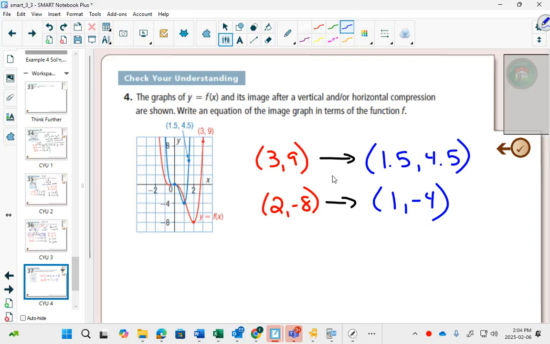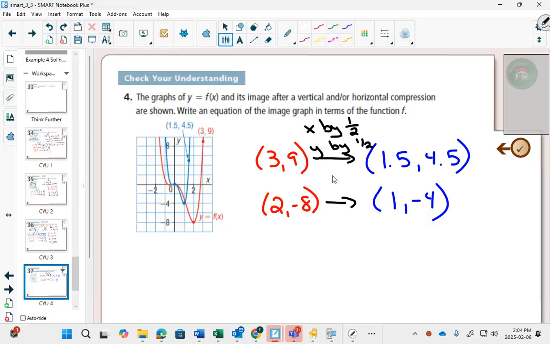Can you see a pattern? Something happened to your x values. What did you do to your x values? You multiplied them by something. 0.5 or 1/2. Exactly. You see, the same thing happened to the y values. Your y values also got cut in half, so they got multiplied by 1/2.